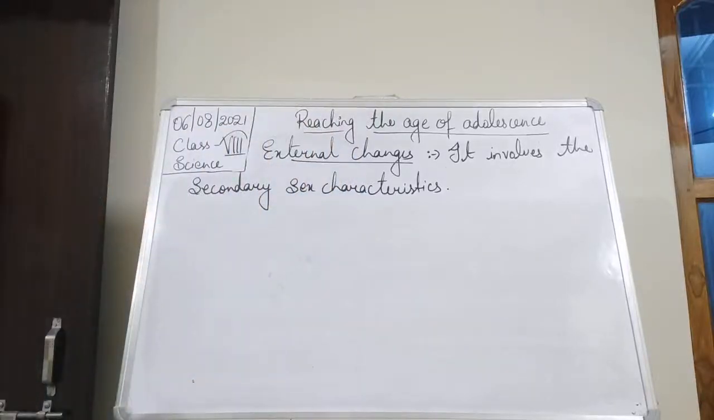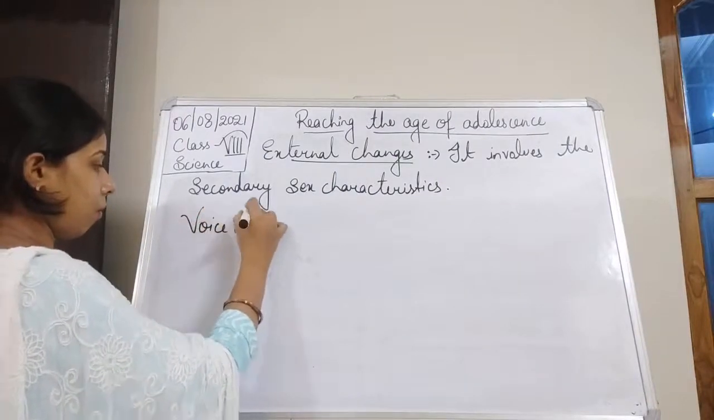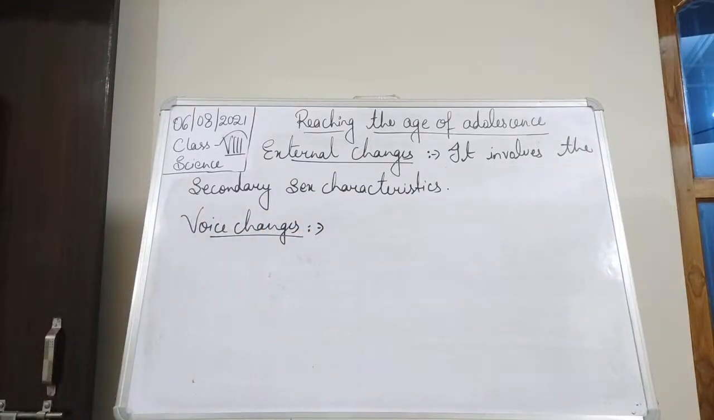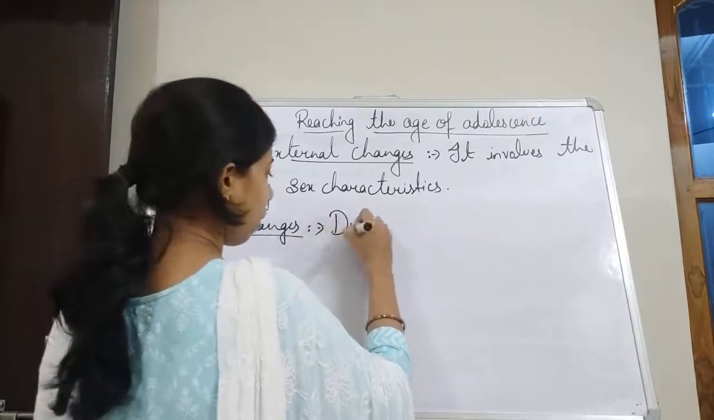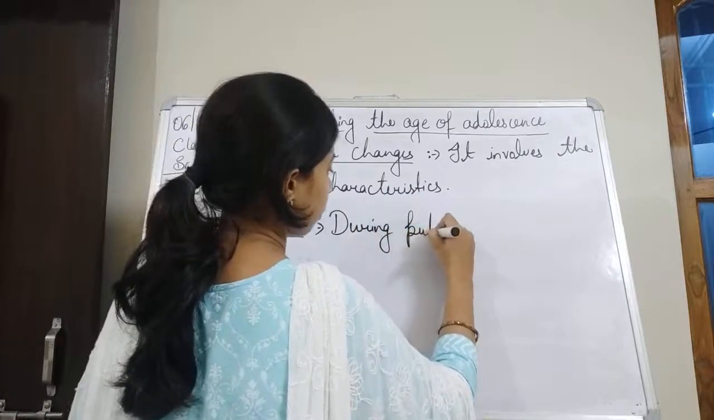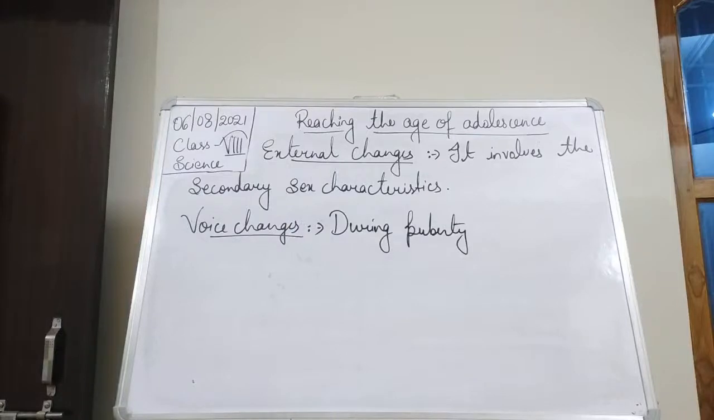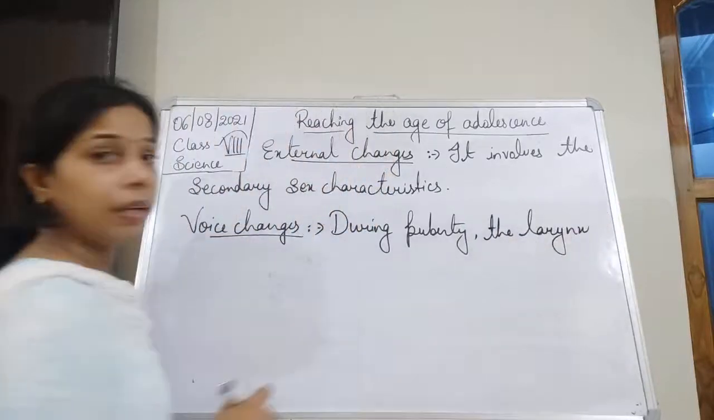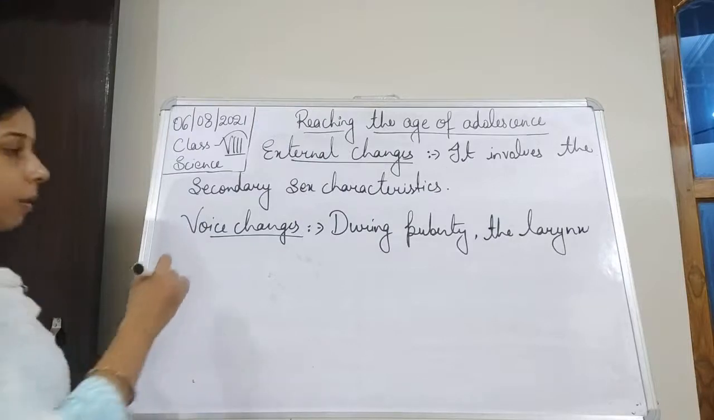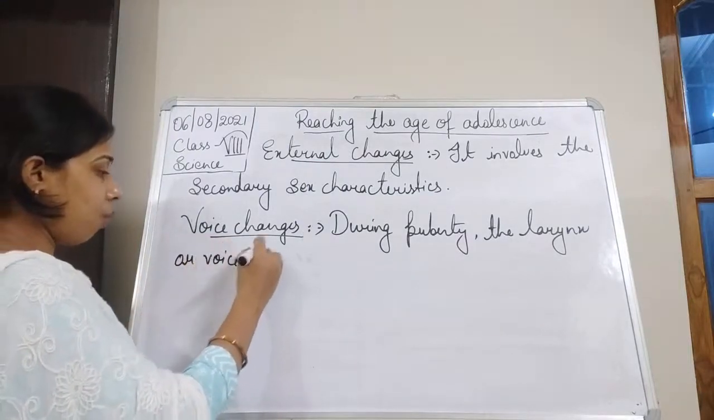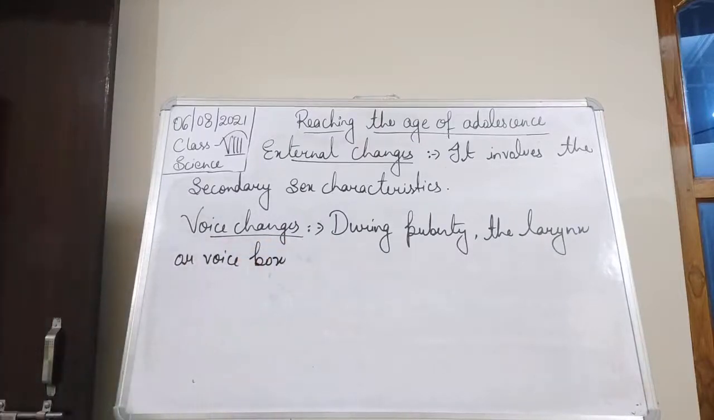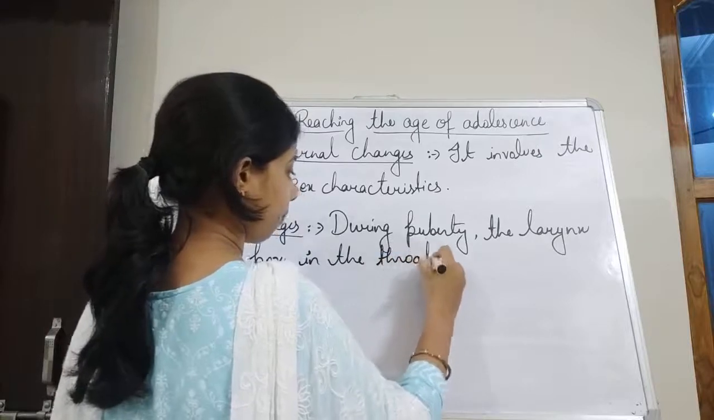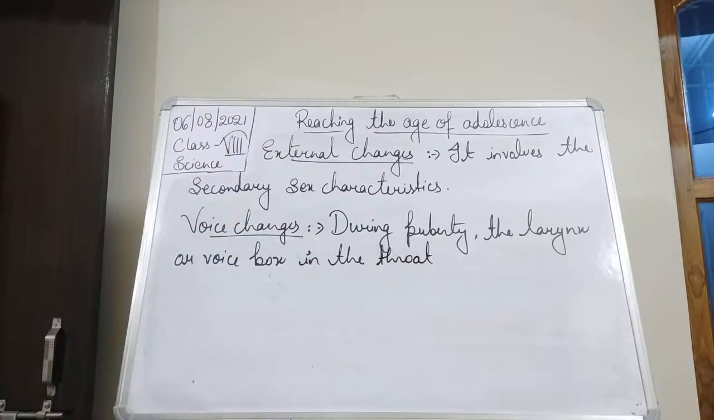Voice change. Let me write the points related to the voice change, and then I will explain how the voice changes occur when the person reaches puberty. So during puberty, the larynx or voice box in the throat increases in size.